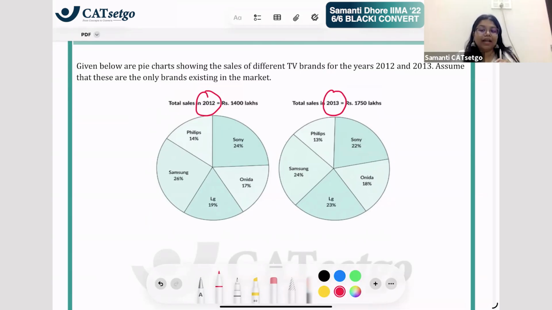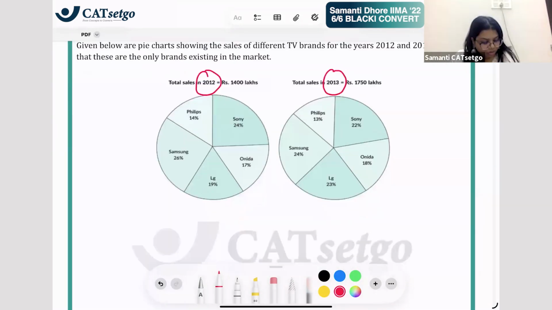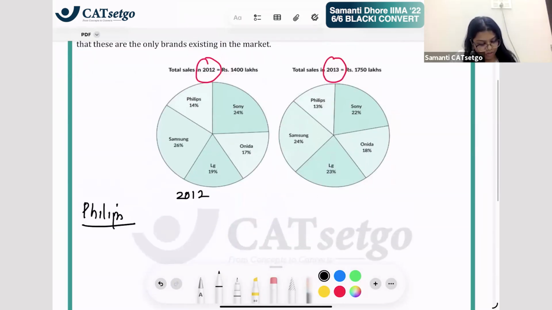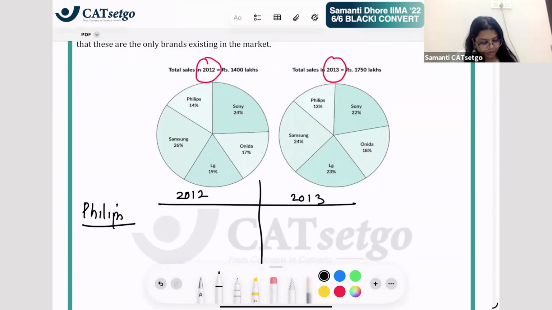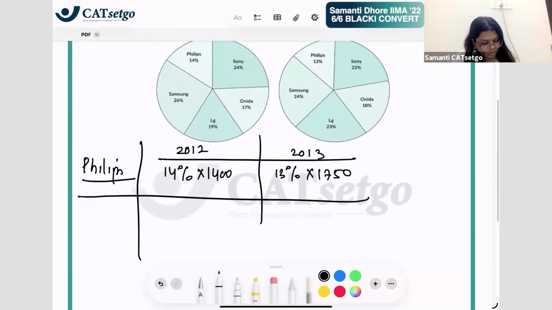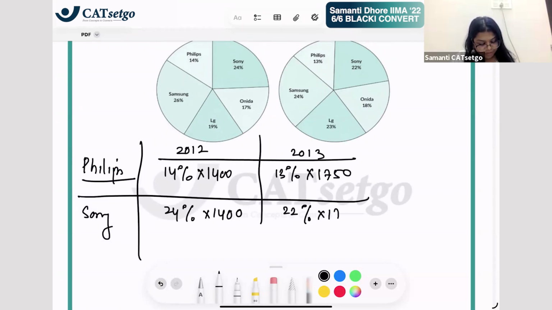अब यहाँ पे क्या है? You have to find कि more than 25% growth कहाँ हुई है. So we will have to start interpreting the data properly. Let's say we have Philips here. For Philips, we know 2012 and 2013 data. How do we know? 2012 data is 14% of 1400 and 2013 it is 13% of 1750. For the next brand, that is Sony, it is 20% of 1400 and then it is 22% of 1750.